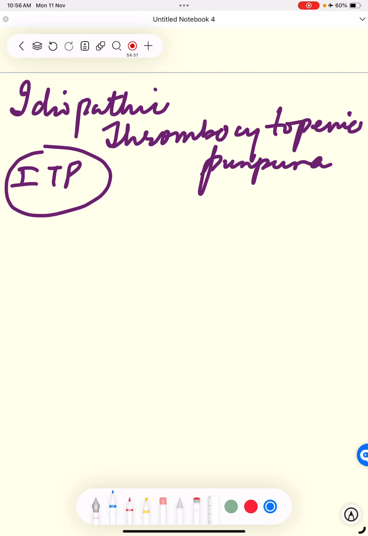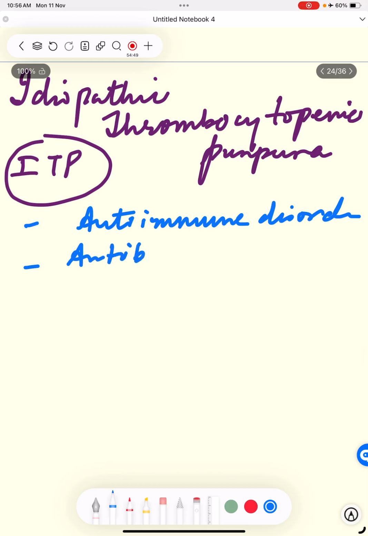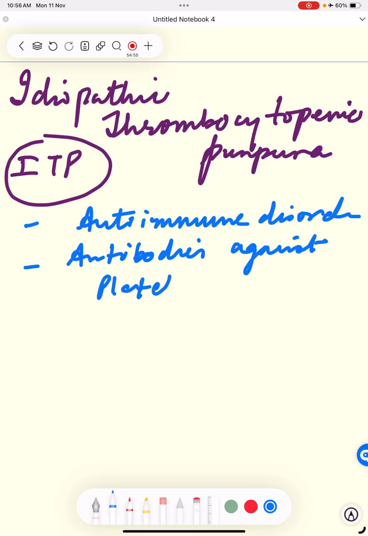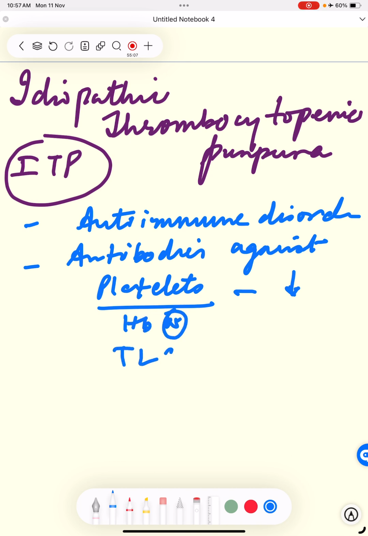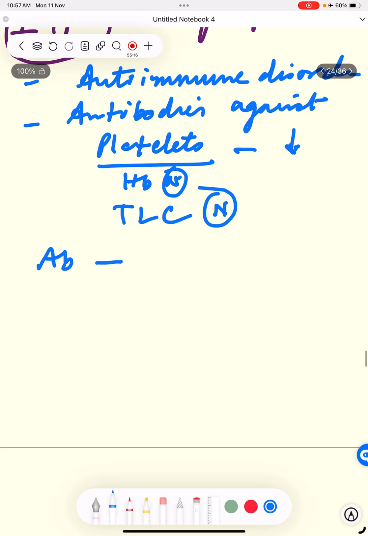So to begin with, idiopathic thrombocytopenic purpura is actually an autoimmune disorder. So what happens is that the body starts to produce antibodies against platelets. So isolated platelets get reduced in our body. Hemoglobin remains normal, the TLC remains normal, but the antibody starts to produce against platelets.